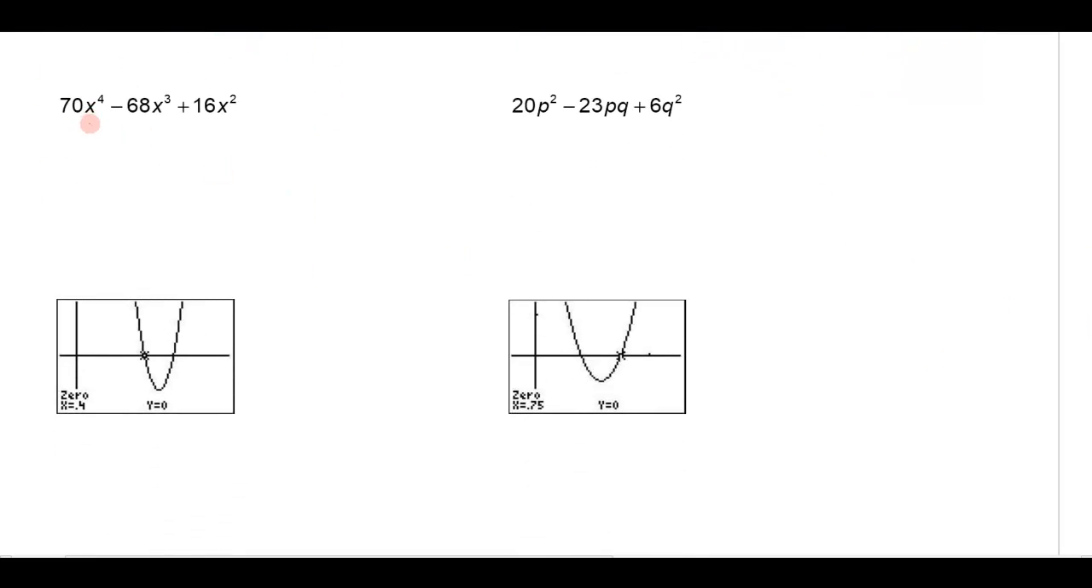This one, if the leading coefficient is not 1, the first step of every factorization is always make sure there's not any common factors. And notice here there is an x squared I can bring out, and also these are all even, so we can at least take a 2 out, maybe a 4. 4 goes into 16, and 4 goes into 68, but I don't think 4 goes into 70. So let's just go ahead and take out a 2x squared. That'd leave me 35x squared minus 34x plus 8. All right, and I don't see any other common factors in there.